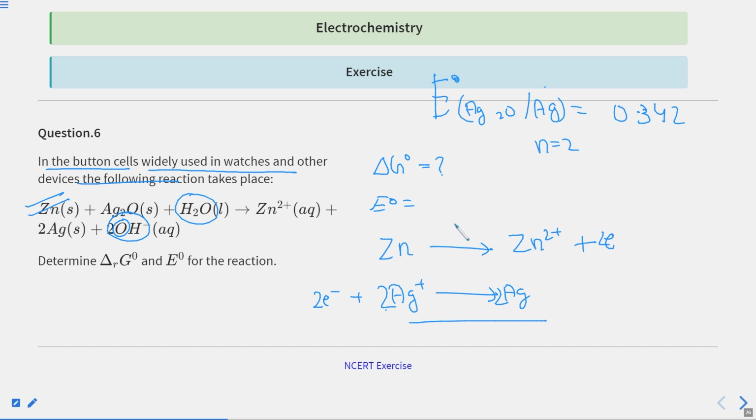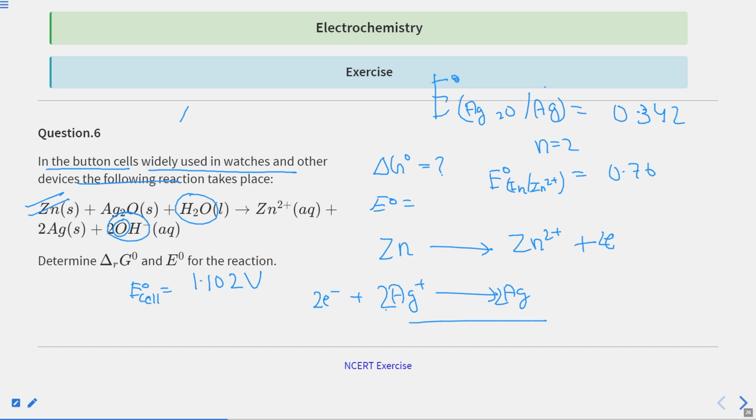What about Zn to Zn2 plus? This value is given as minus 0.76. So reduction potential is given, and I will write the oxidation potential. So this will be 0.76. Just add both of these to get your E naught cell value. So this will be E naught cell.